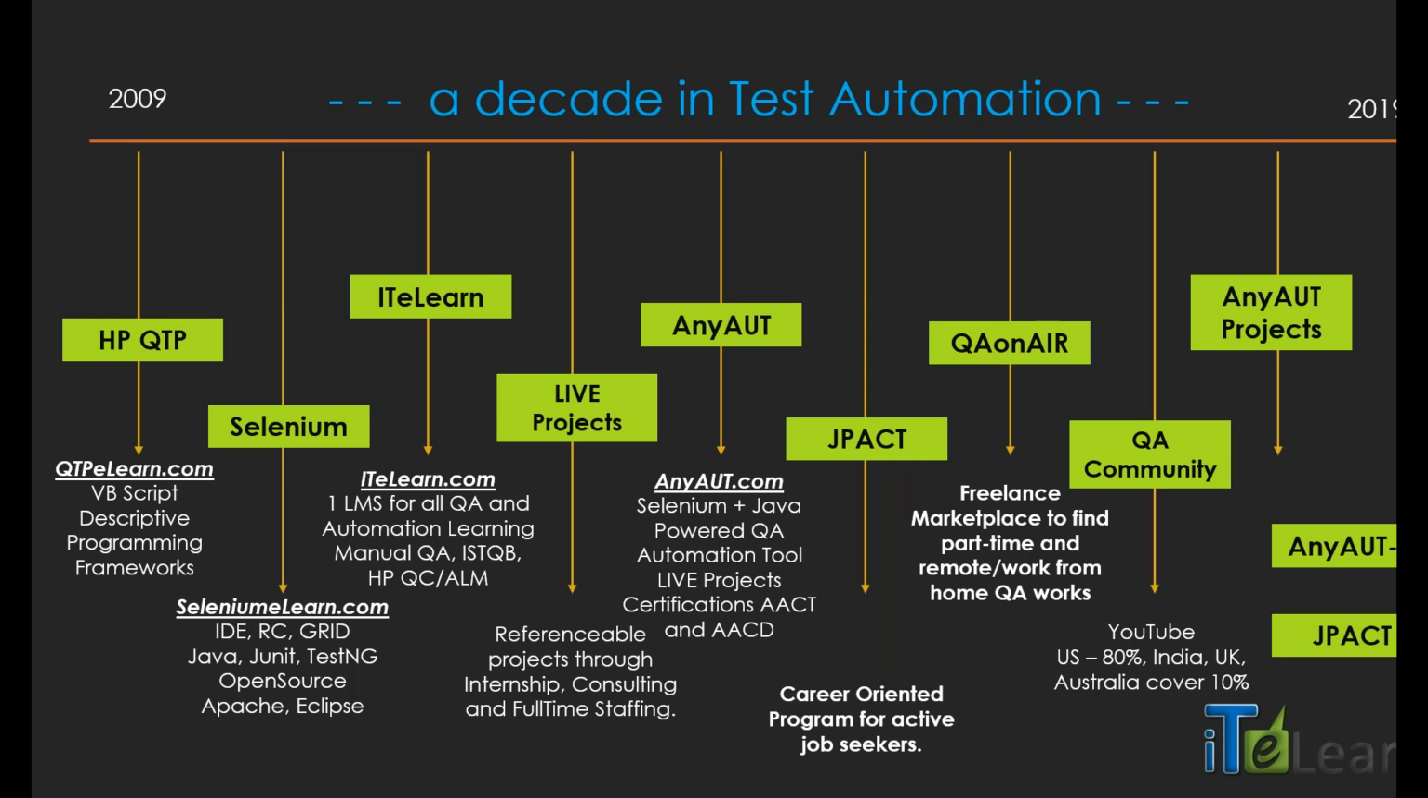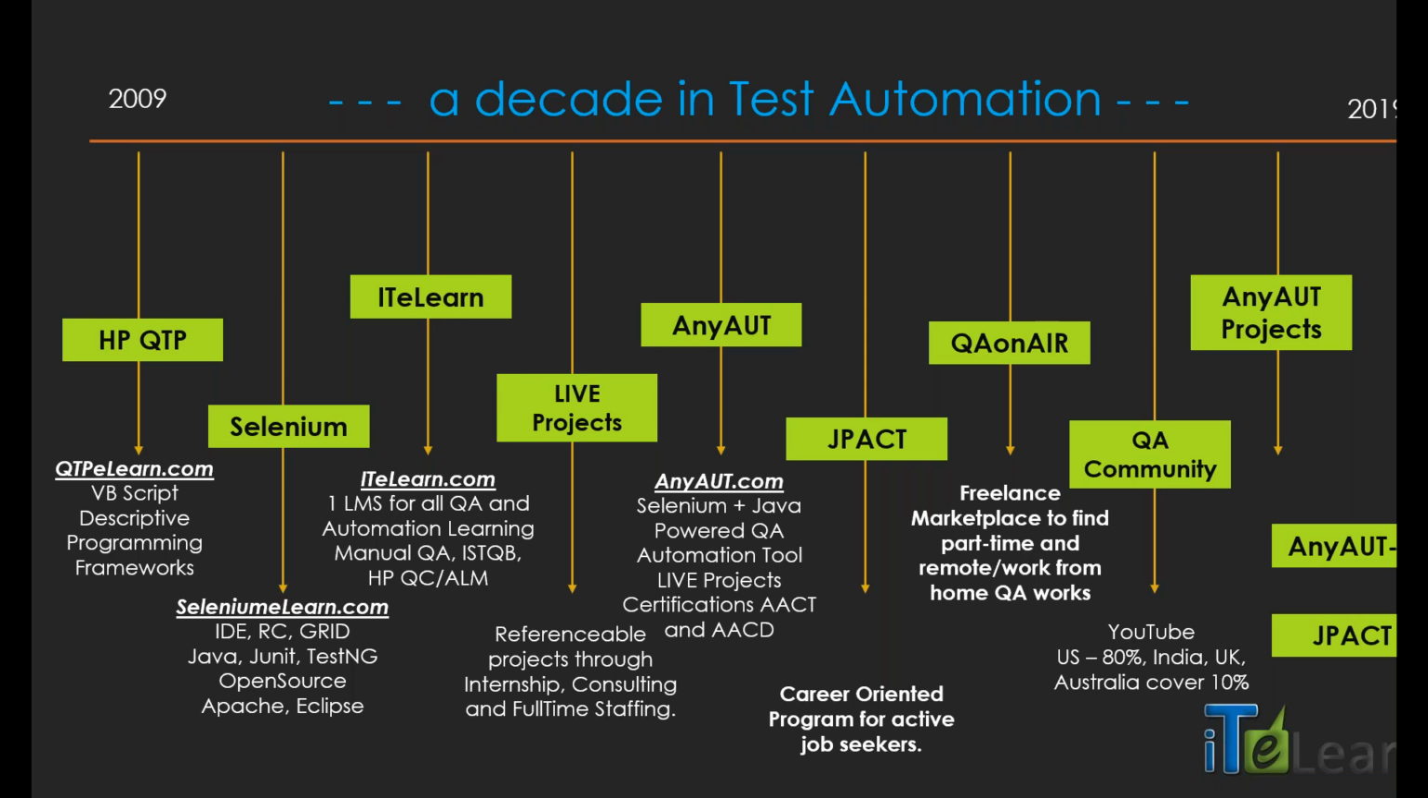So then we started ITeLearn.com, and then we evolved into getting into live projects, building our own platform and tool called AnyAuth, the JPact membership, how we launched QA on air, our overall global QA community with over 300,000 users, and a lot of focus in the last few years around how do we get more and more projects on AnyAuth, which we've been successfully doing for the last 2 years. How do we get the JPact members to get the AnyAuth certifications and get into these projects?